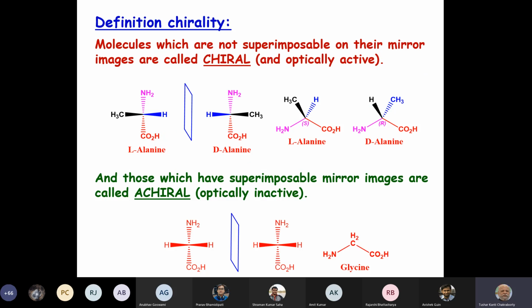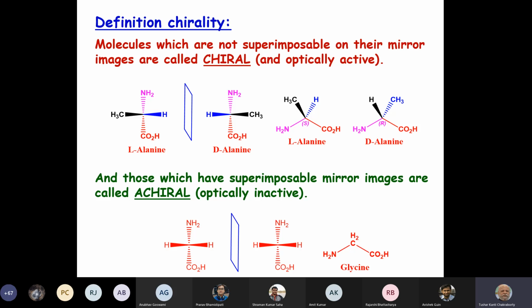Now, the definition of chirality. I have written some of the structures here, L-alanine, and then you can have a mirror image, which is D-alanine, and you can also write the structure in different formats. As we go along, we'll try to learn how to draw a three-dimensional structure on a piece of paper so that you can get an idea about the three-dimensionality of the molecule. If the mirror images are the same, superimposable, then they are not chiral. For example, among the amino acids, glycine is attached to 2 hydrogens, then 1 amine and then 1 carboxyl group. So this molecule is not chiral.